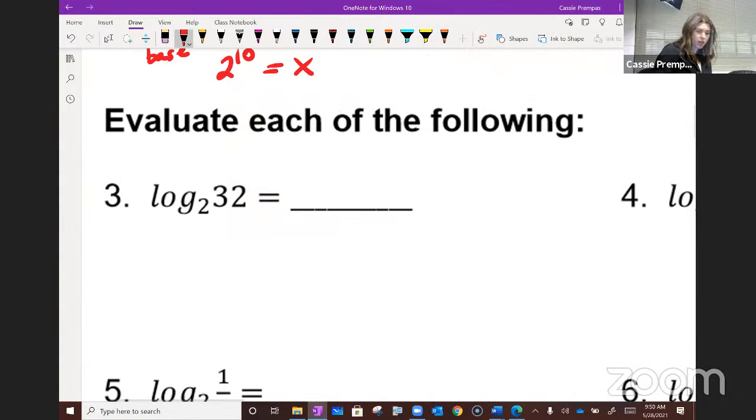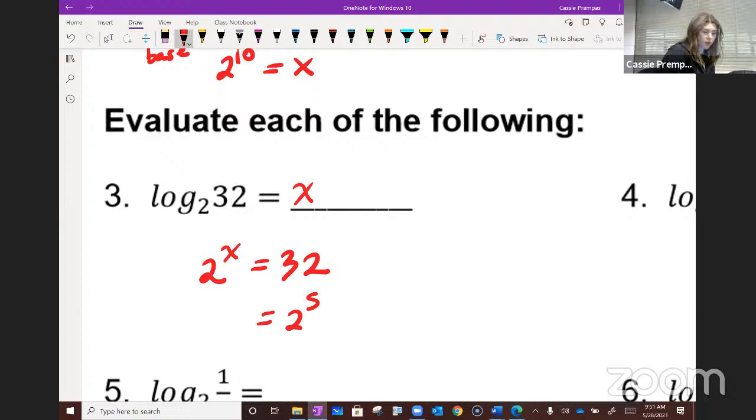So number 3, if I'm asking 2 raised to, I'll just go ahead and call this x because that's what I'm solving for. If I ask 2 raised to what power equals 32, I'm really looking for 32 is 2 to a certain power. Does anybody know what it is? 6. 2 to the 6th is 64, I believe. So it's 1 less than that. 5. 2 to the 5th. Good. So the value of this log is 5.